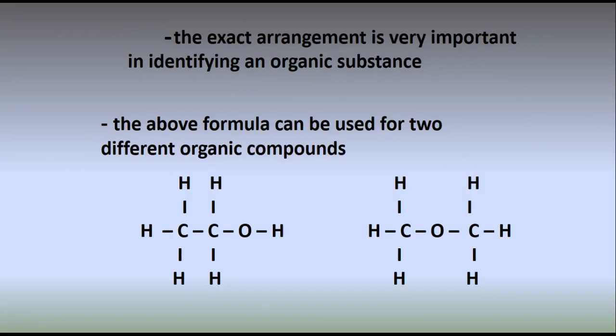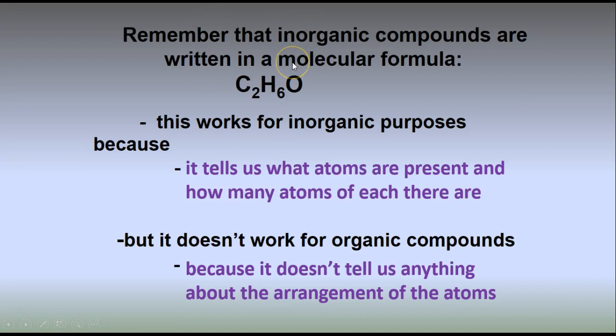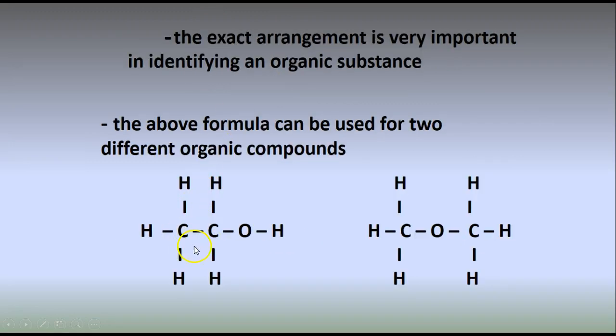So in other words, the exact arrangement is very important in identifying an organic substance. Here we can see a formula that is used for 2 different compounds. They're actually the exact same. If you look at their molecular structure, going back here, the C2H6O, I can see I have C2H6 and an O, but over here I also have C2H6 and an O. These are very different compounds, and they will react very differently in nature.